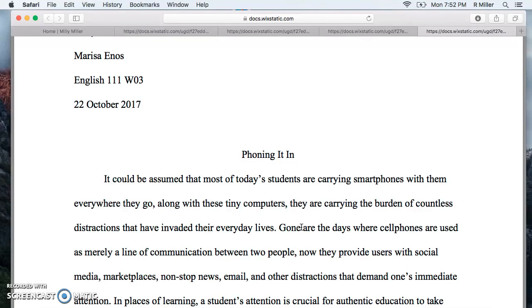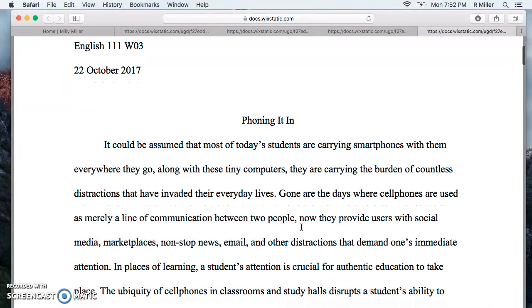I decided to write about the trouble students face when they carry their cell phones with them to class. They're on it while they work on homework or while they should be studying, and how that could affect their learning in the long run.